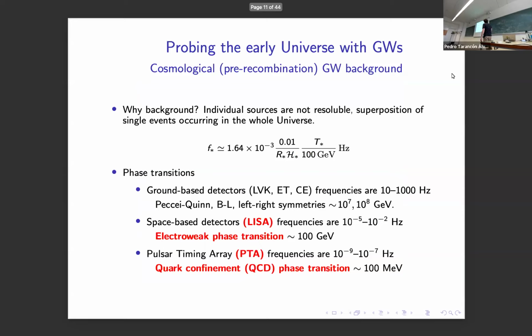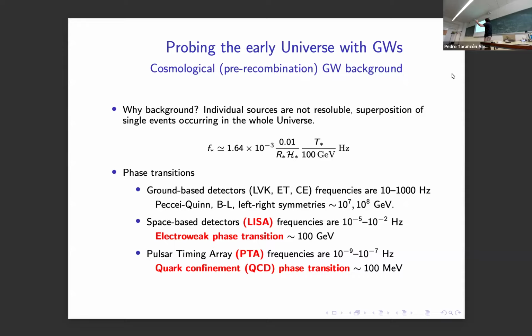Based on which temperature scale these gravitational waves are produced at, we can estimate the characteristic frequency, which follows this relation. As you can see, for a temperature of around 100 GeV, as I was just mentioning, this would give us a peak sensitivity around millihertz, which is where LISA has its peak sensitivity. If the signal is coming from around the QCD scale, it would peak around nanohertz. So we can try to probe this with pulsar timing arrays.